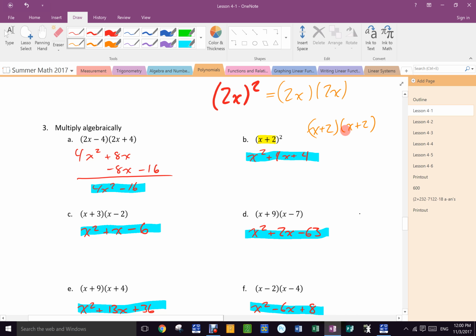Isn't that double distribution? X times x, x squared. X times 2, 2x. X times 2, 2x. 2 times 2, plus 4. There's 4 x's that show up in the middle of that, isn't there? Now that I've just shown you a concept, and most of you stopped listening, now I'm going to show you how it works.